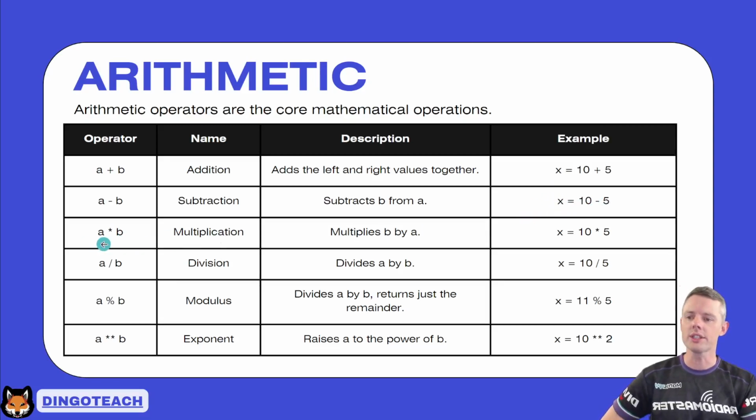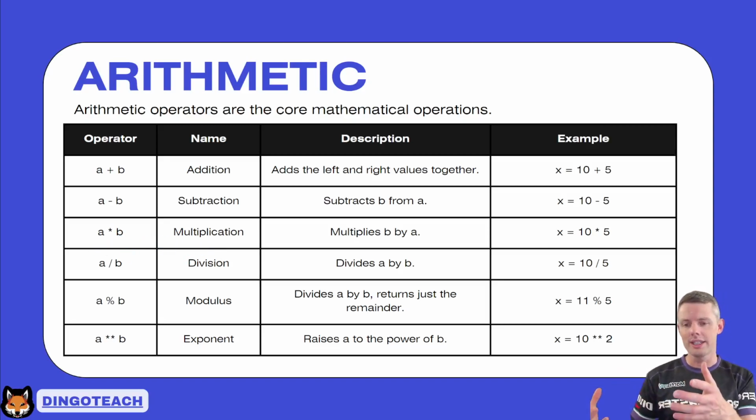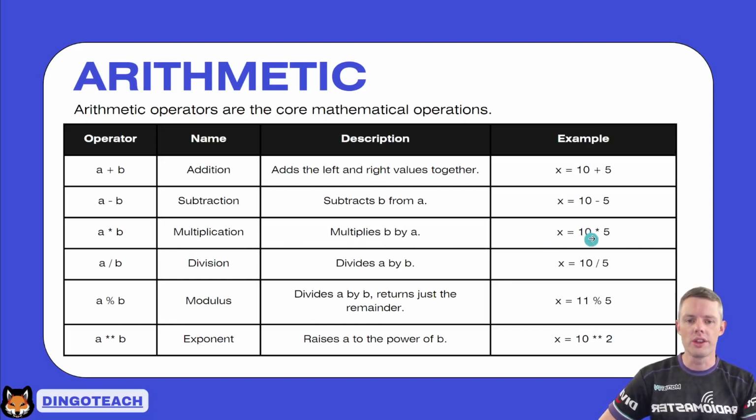All right, multiplication's a little bit different. So we use the asterisk, shift number 8 on your keyboard, if you need that spelled out for you. The reason we use that and not the letter X is purely because the letter X is a letter. And so in programming, we need some other symbol to represent multiplication. So we use the asterisk to do that for us. So this here means 10 times 5, which will equal 50 in this case.